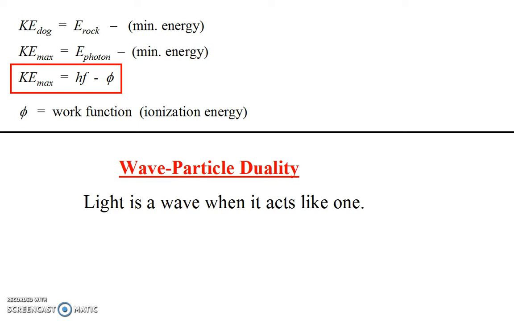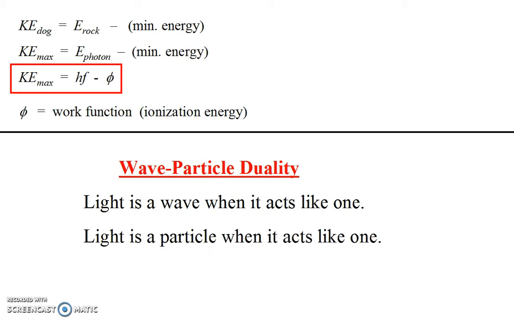But now Einstein is saying, and rightly so, that light is a particle when it acts like one. So if you observe light doing particle stuff, hitting metal and knocking electrons off, well, that's what a particle would do. Waves don't act that way. Waves can't do that. And so light has this dual nature.